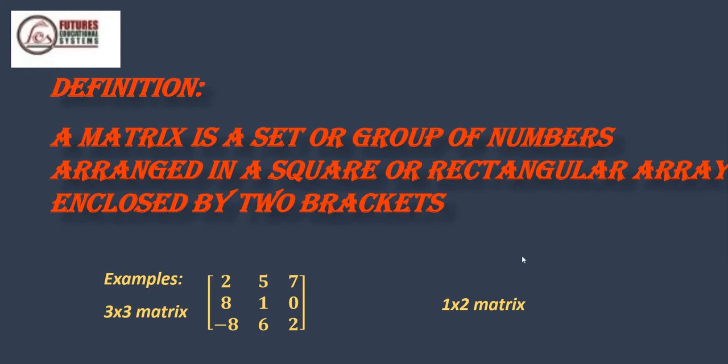Another matrix of order 1 by 2 has 1 row and 2 columns. That's the first row and 2 columns, in order 1 by 2.